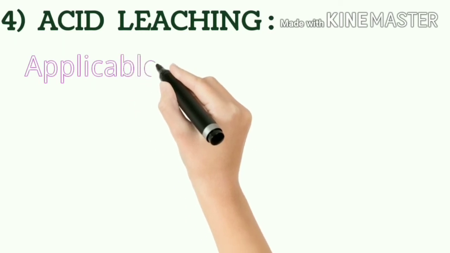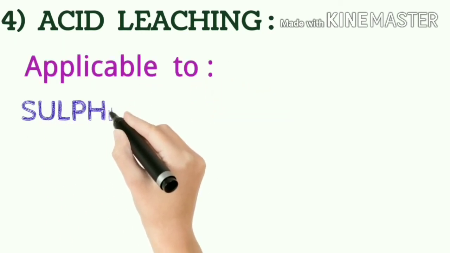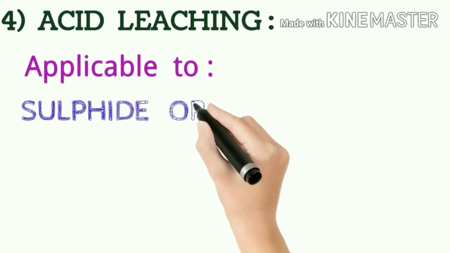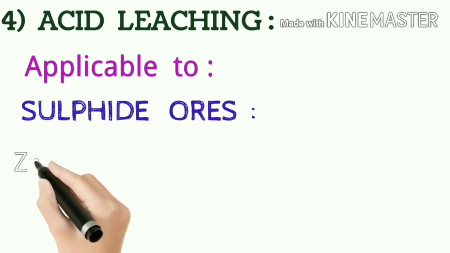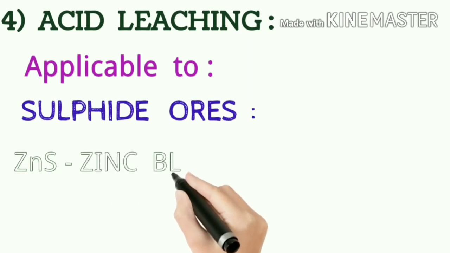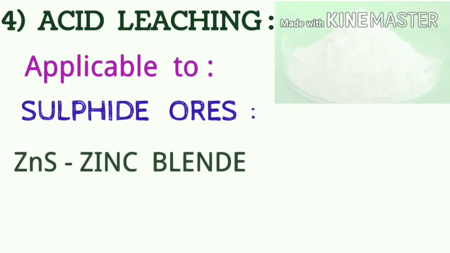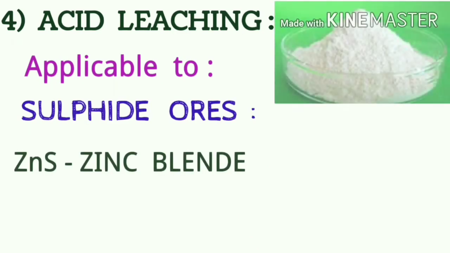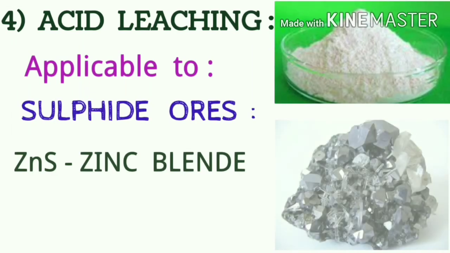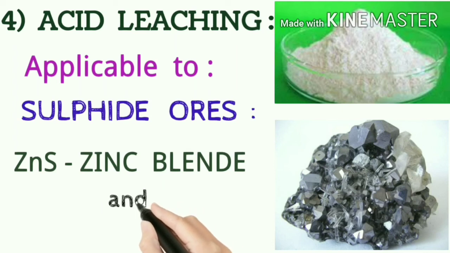Now let's see the last part of the leaching, that is acid leaching. Where is it applicable? What are the ores that come under this acid leaching? This is applicable to sulfide ore. You know sulfide ores, zinc sulfide, lead sulfide, am I right? Zinc sulfide is called zinc blende, lead sulfide is called galena. So acid leaching is applicable to these two.